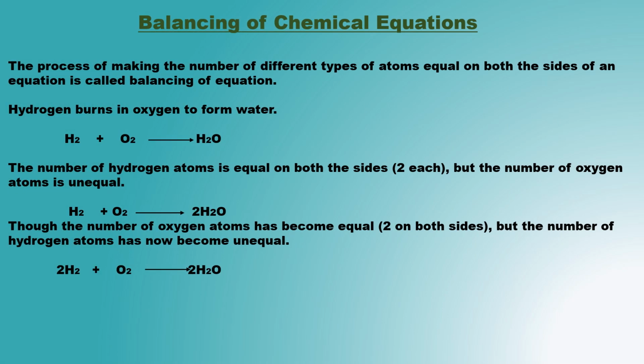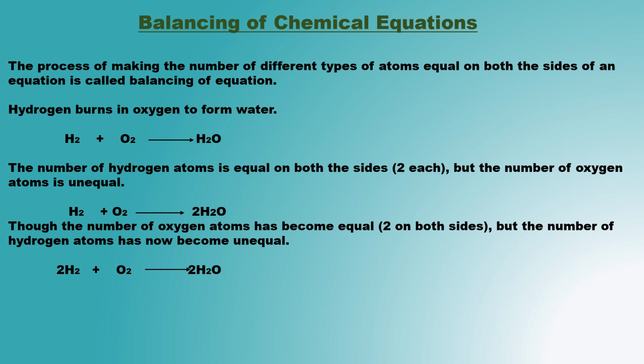Balancing of chemical equations. The process of making the number of different types of atoms equal on both the sides of an equation is called balancing of equation. Hydrogen burns in oxygen to form water. This reaction can be written in an equation form as H2 plus O2 give rise to H2O. In this reaction H2 and O2 are reactants whereas H2O is the product.